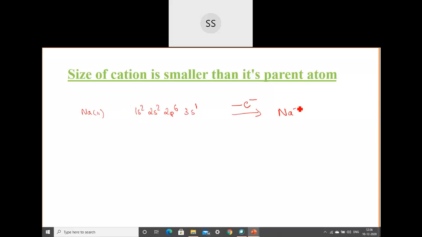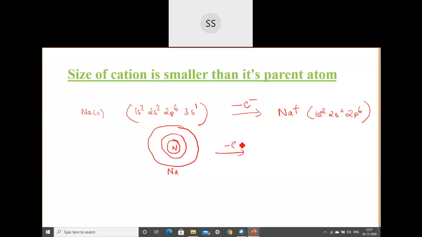This was the sodium atom. I'll put the electronic configuration in the bracket. When they lose one electron, that means from the outermost shell, one electron has been lost. So remaining will be 1s2, 2s2, 2p6. You will not have electrons in the third shell. So size wise, you will be able to get an idea. First shell I have, second shell, and then the third shell. This is for the sodium atom. Minus one electron, we get only 2 shells. We don't have the third one.